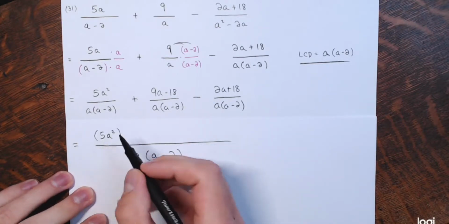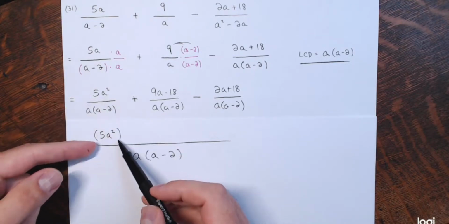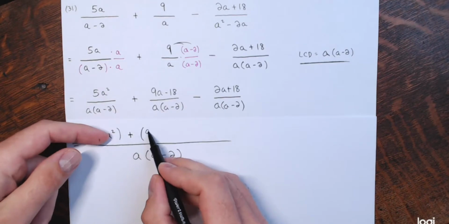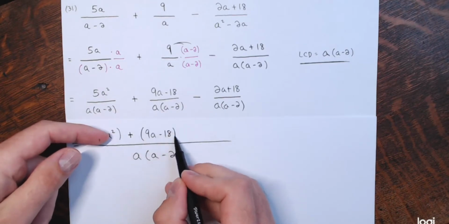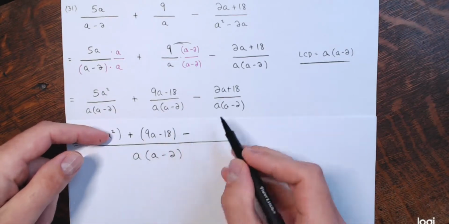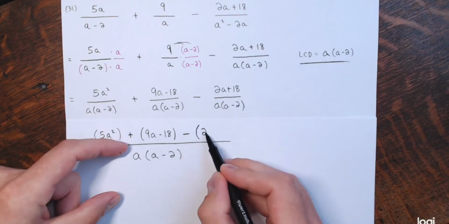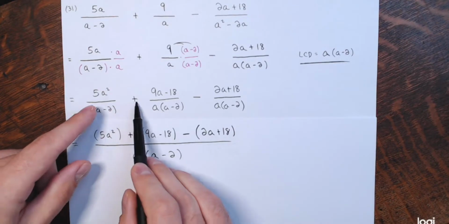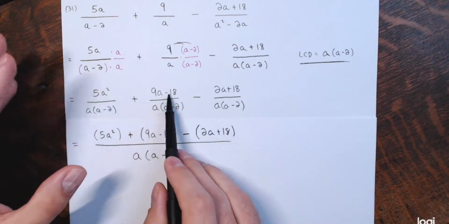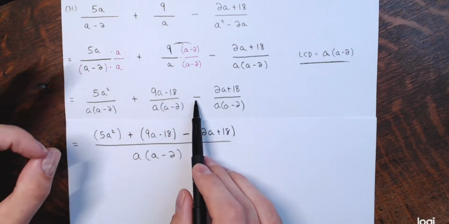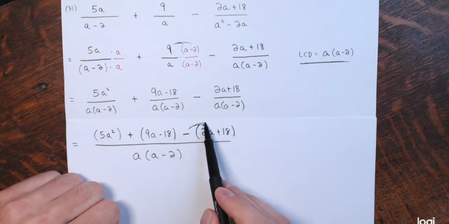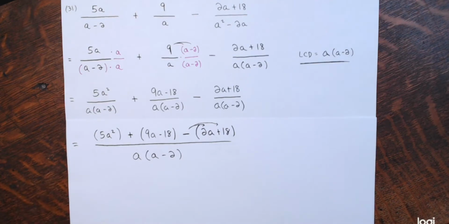I'm going to put these things in parentheses, right? The first numerator plus the second numerator, 9a minus 18, minus, and then the third numerator. Again, I'm putting all these in parentheses just so you know that you're adding every term of the second numerator, and then you're subtracting every term of the third numerator. So that's going to involve distributing a negative. Be careful with subtraction, right? You've seen subtraction earlier in the video.